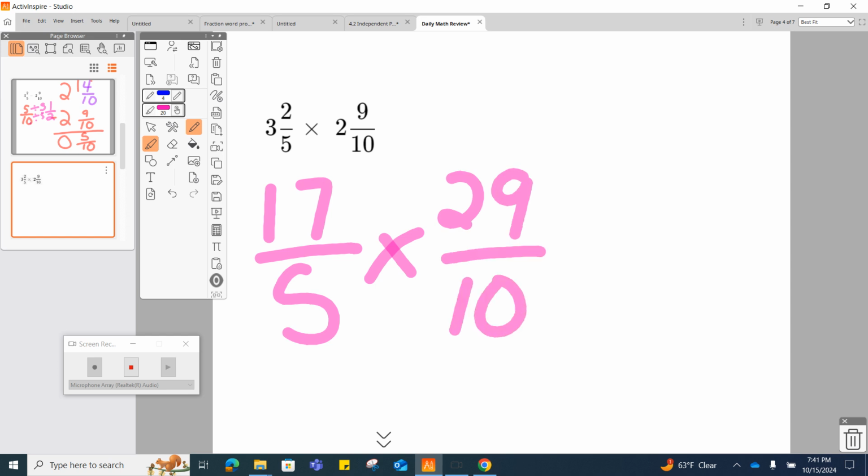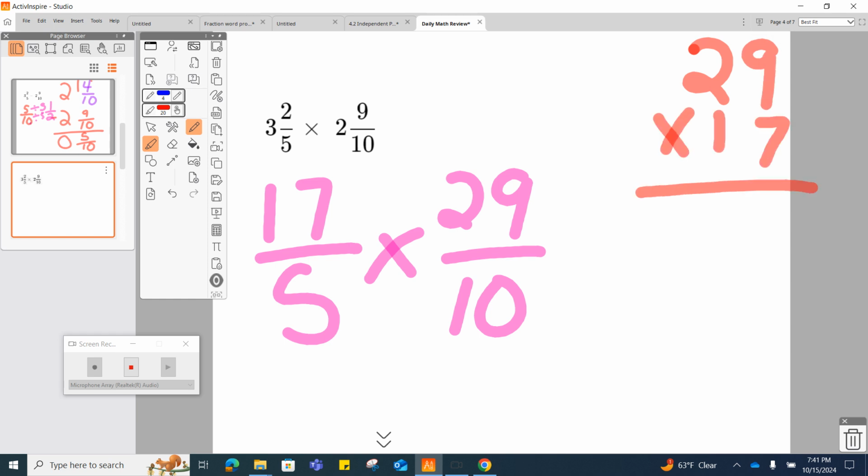And in order to multiply, because these aren't nice and pretty numbers on the top, I have to do 29 times 17. So I have to do double-digit multiplication. I have to do 7 times 9 is 63. 7 times 2 is 14 plus another 6 is 20. So that's 7 times 29.